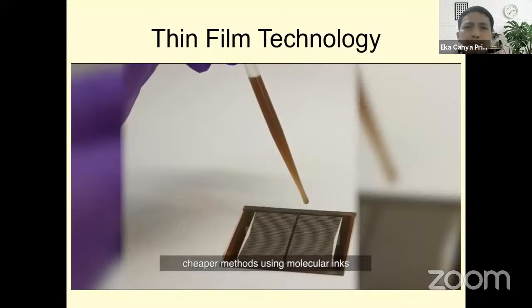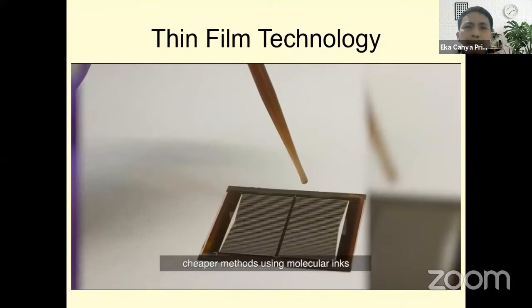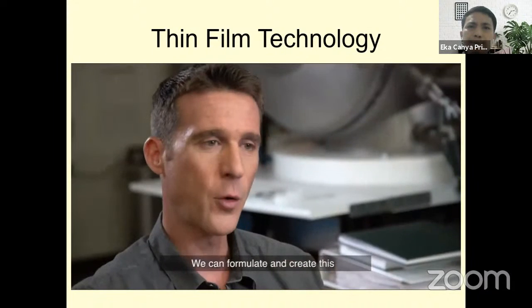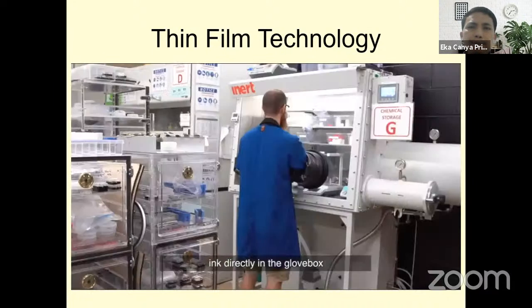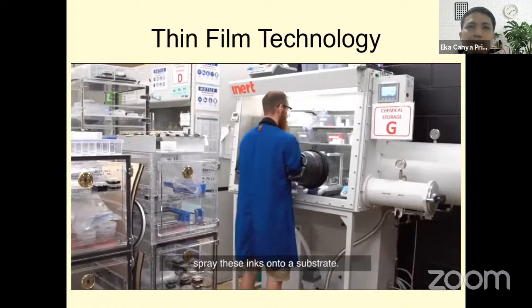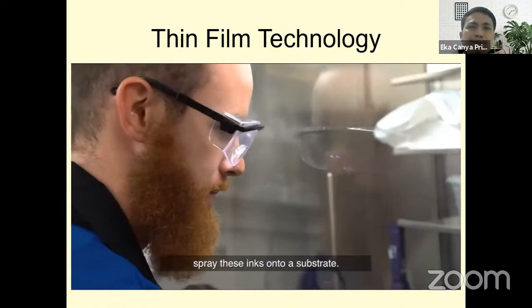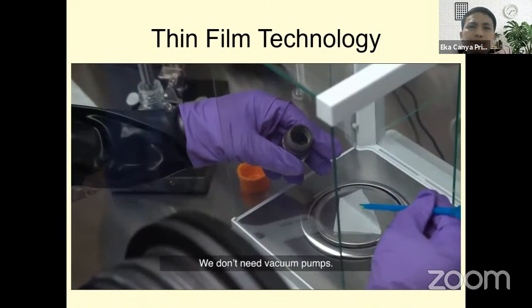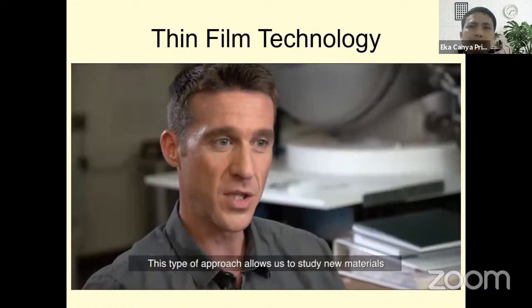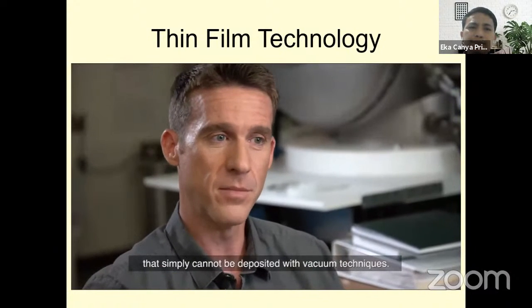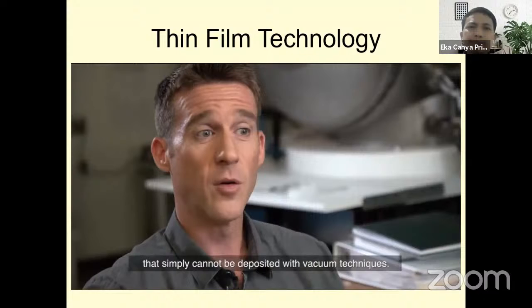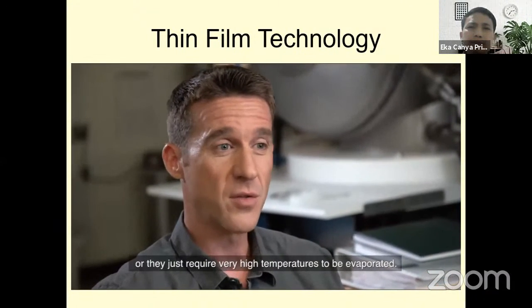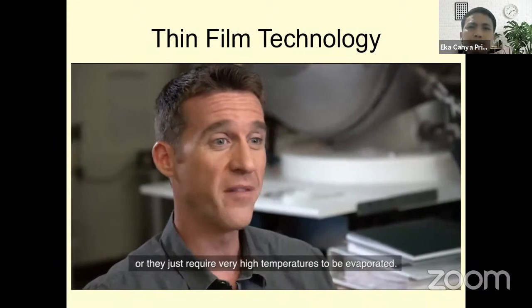What we try to do in my lab is to replace these very costly and labor-intensive techniques with cheaper methods using molecular inks that contain already all the chemical elements. We can formulate and create this ink directly in the glove box, and we can essentially print or spray these inks onto a substrate. We don't need a vacuum chamber for this. We don't need high power. We don't need vacuum pumps. This type of approach allows us to study new materials that simply cannot be deposited with vacuum techniques, either because they are not compatible in a vacuum chamber, or they just require very high temperature to be evaporated.